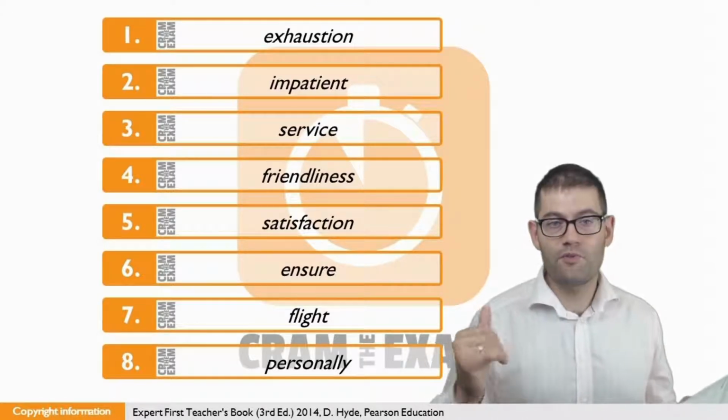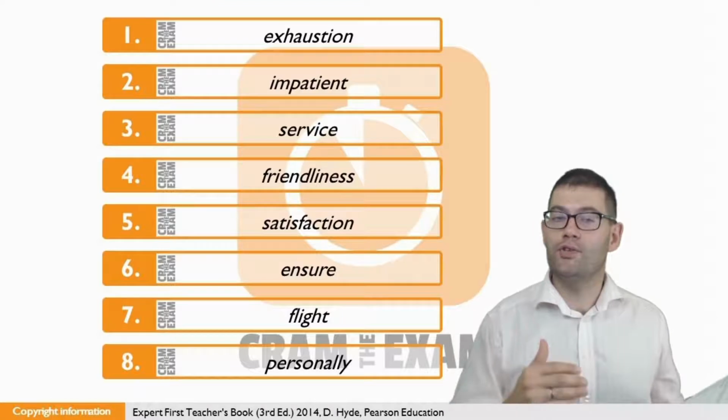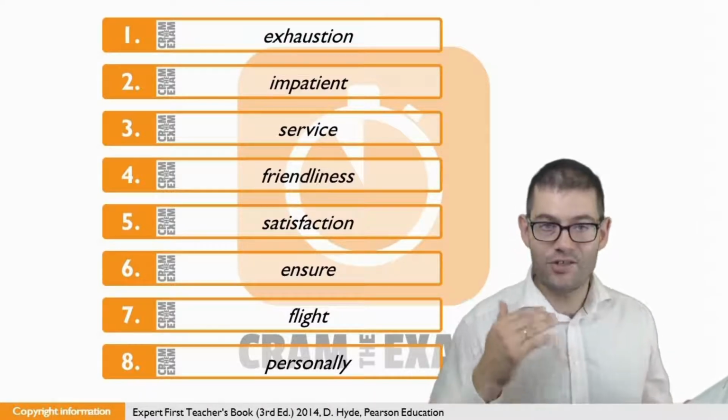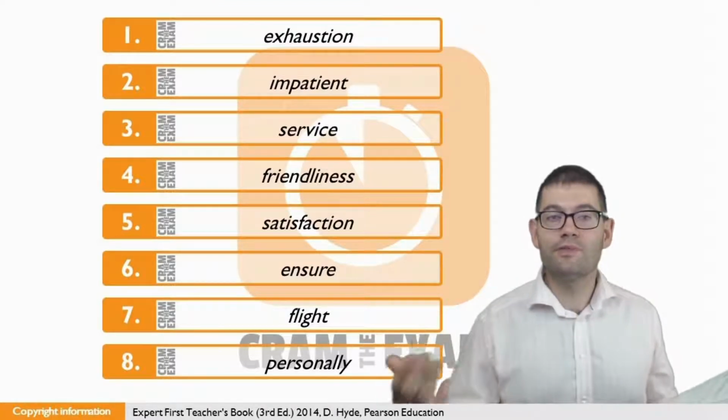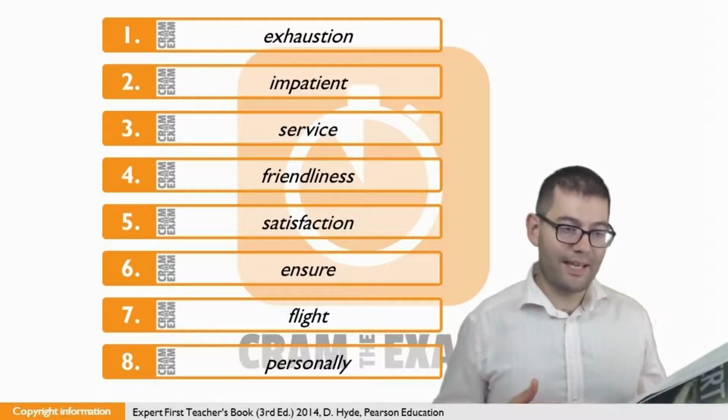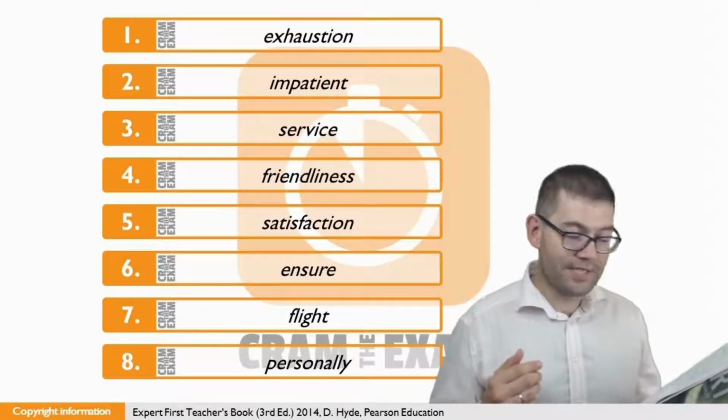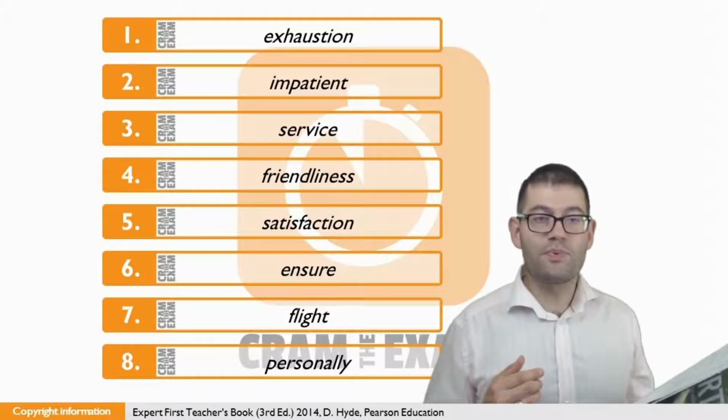For question number 3, just before the gap, we've got an adjective. Adjectives modify nouns, and this adjective doesn't have a noun to modify, which is why it must be a noun in this gap. The stem word is serve, the noun therefore must be service.